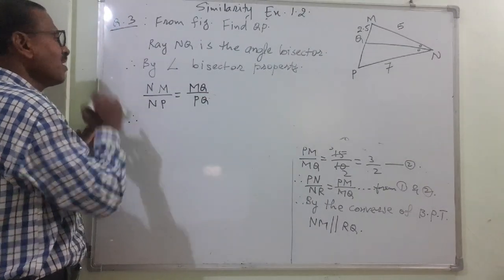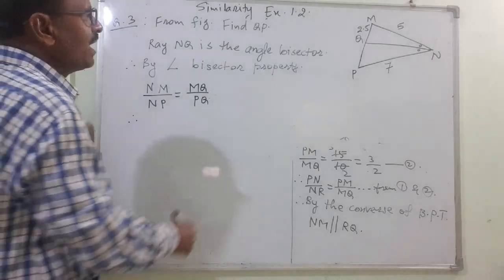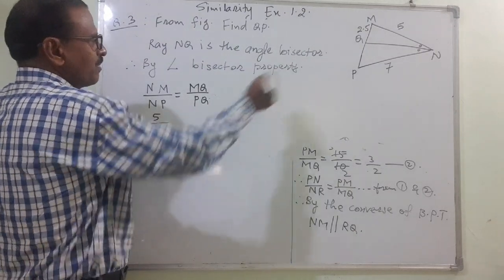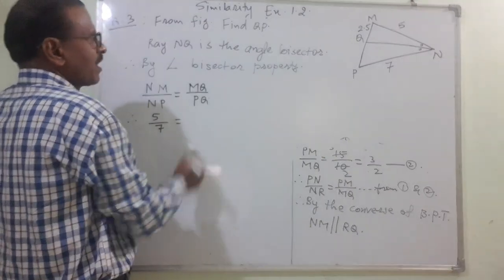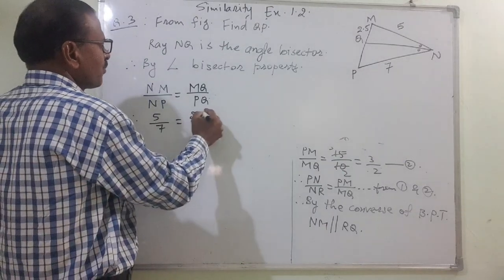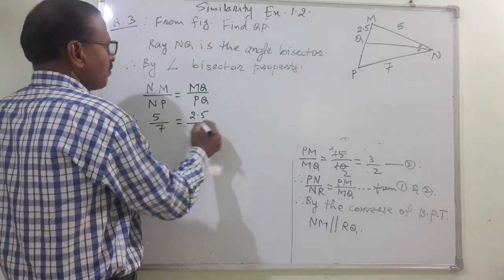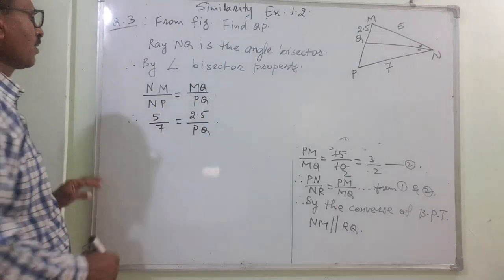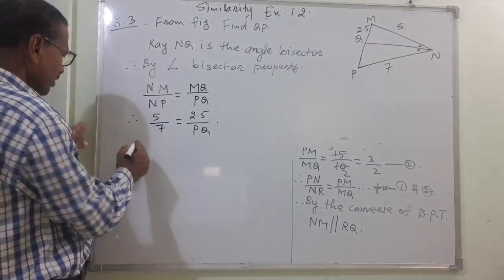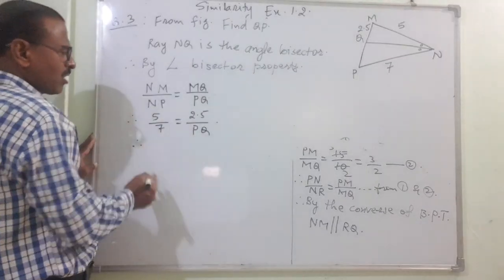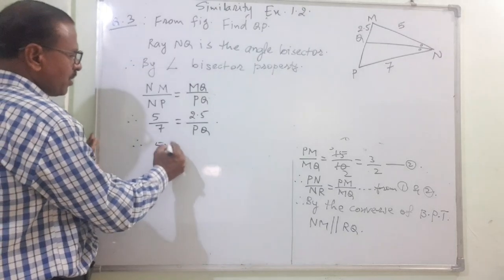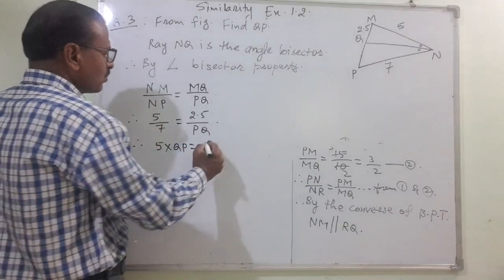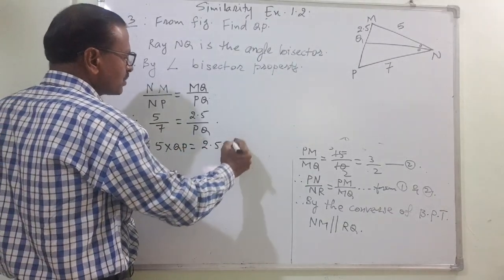Therefore, now I will put the values. NM is how much? 5. Upon NP is how much? 7. MQ is 2.5. Upon PQ that I want to find. Find PQ, QP. Therefore, I will do the cross multiplication. 5 into QP is equal to 2.5 into 7.